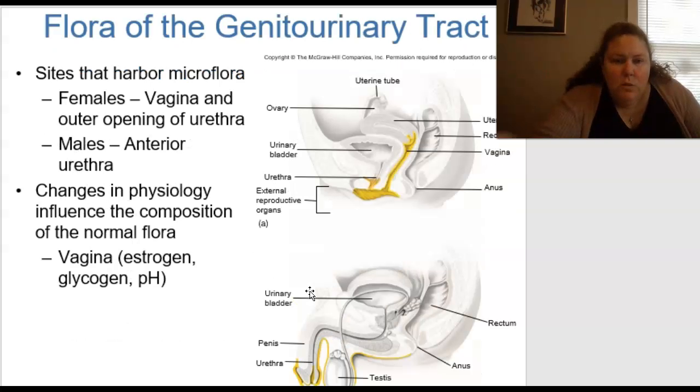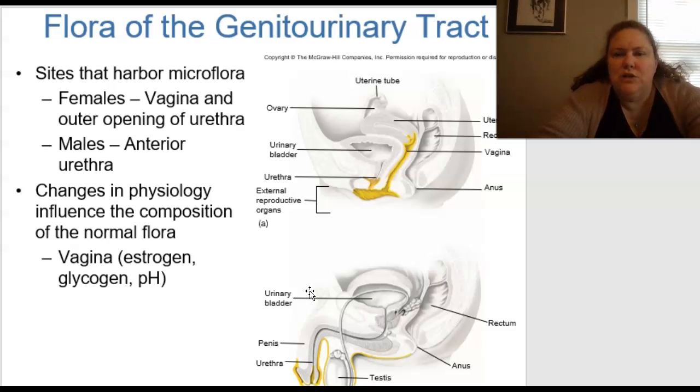Okay. What about flora of the GI? The GI tract, the genitourinary tract. So that's not GI because GI is intestinal. Regardless, the genitourinary tract. Okay. Well, these are sites that harbor microflora. In the females, that's our vagina and the outer opening of the urethra. Whereas in males, that's going to be the anterior urethra. Okay, so you can see in the yellow areas here basically where microbes can enter and how far they can get. So the changes in physiology are going to influence the composition of the normal flora.